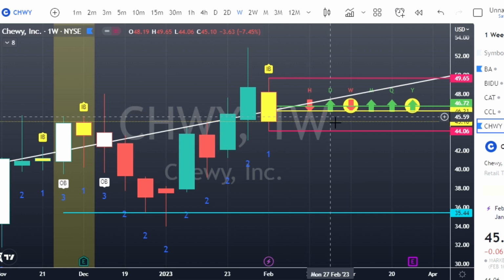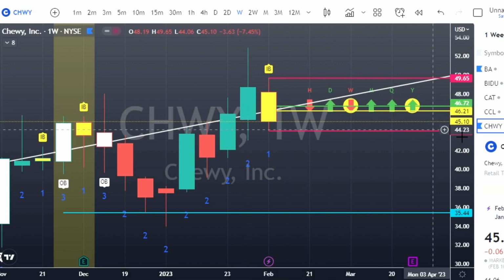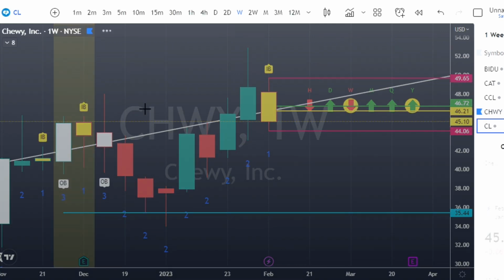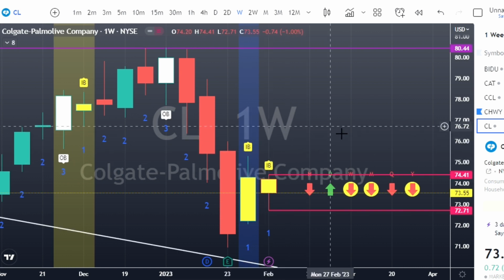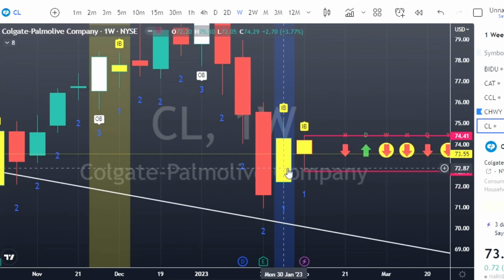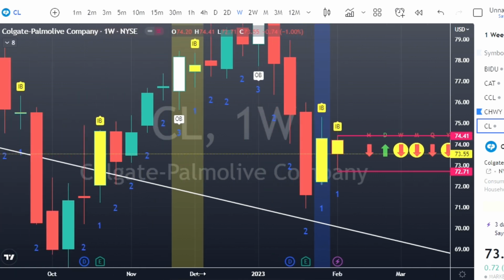So calls at 49.65, puts at 44.06. CL, that's Colgate Palmolive, inside bar as well. That's a double inside bar. Okay, so 2 straight days of consolidation. These tend to do really, really well. They're very rare. They do not happen very often.